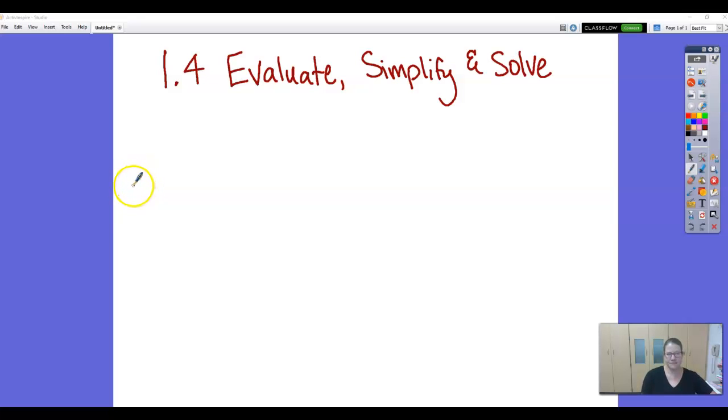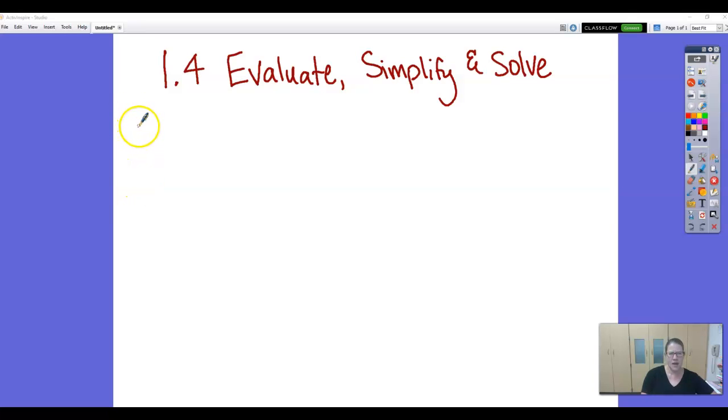Alright guys, today I'm talking about section 1.4. It's called Evaluate, Simplify, and Solve. So when you're doing math worksheets, you see these words a lot. Evaluate, simplify, and solve. They all have slightly different meanings, and the purpose of section 1.4 is to help us see what the difference is, to know what we're doing when we are working through a problem.